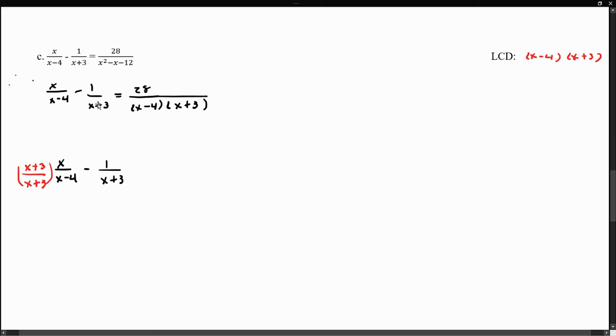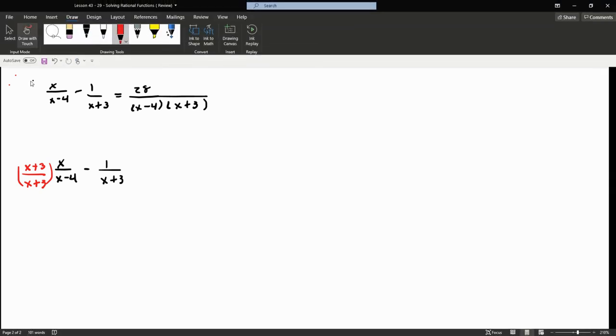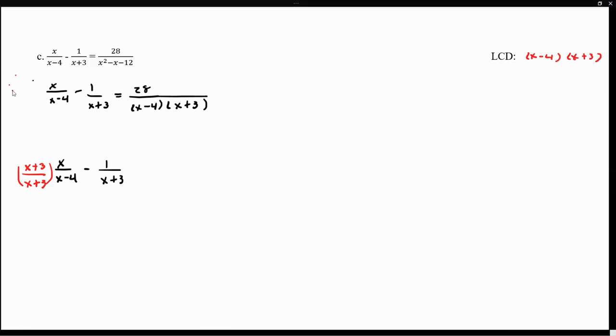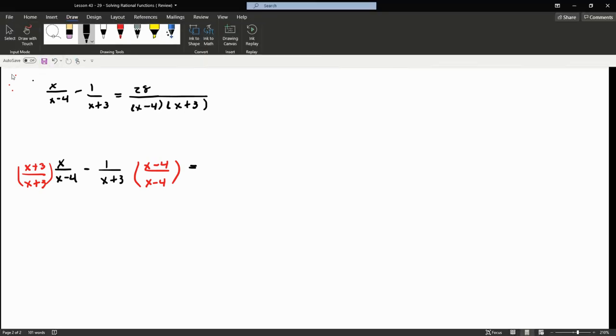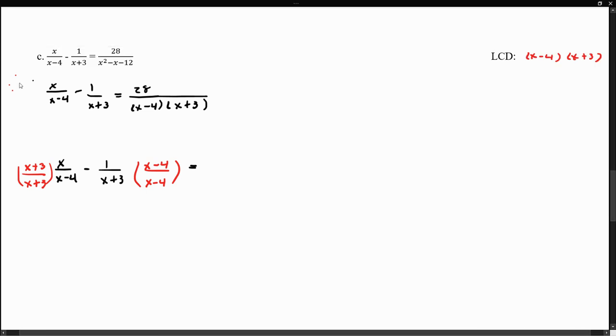On the second term, I have an x plus 3. What am I missing? I'm missing the expression x minus 4. So let me multiply x minus 4 on the top and the bottom. X minus 4 on the top, x minus 4 on the bottom. And what am I missing on the last term? Well, notice that the last term already has the LCD, x minus 4 times x plus 3. So therefore, there is nothing that needs to be done on that last term. So let me just rewrite it the way it is.